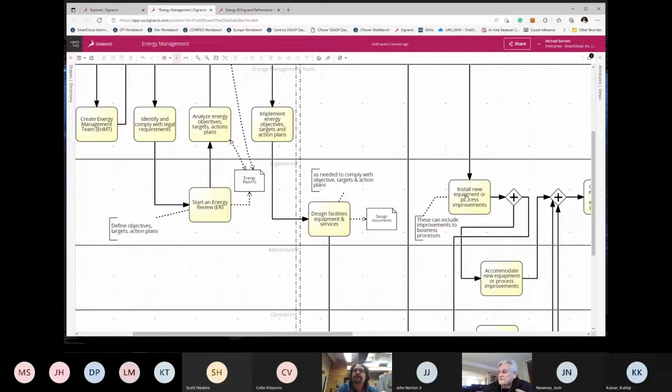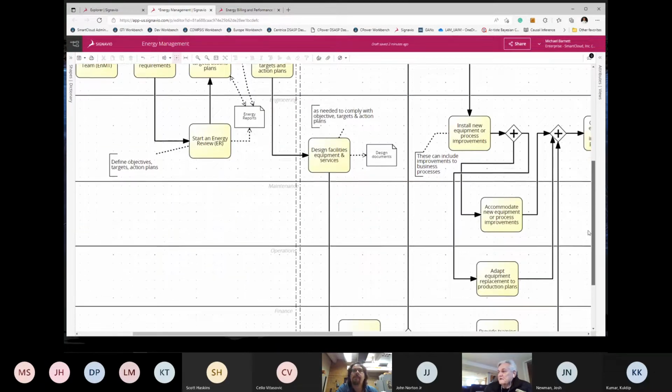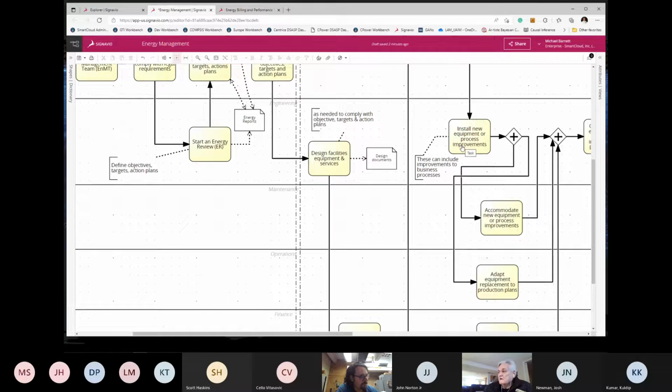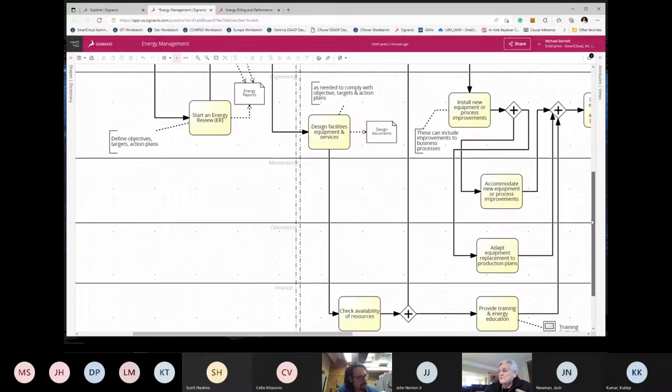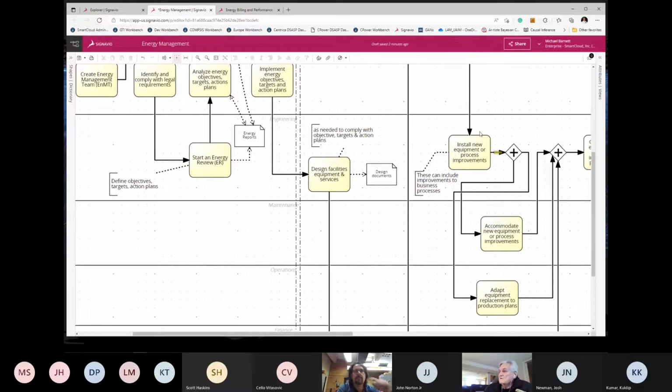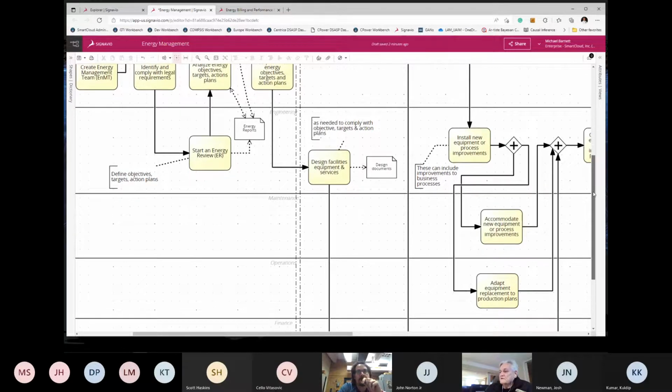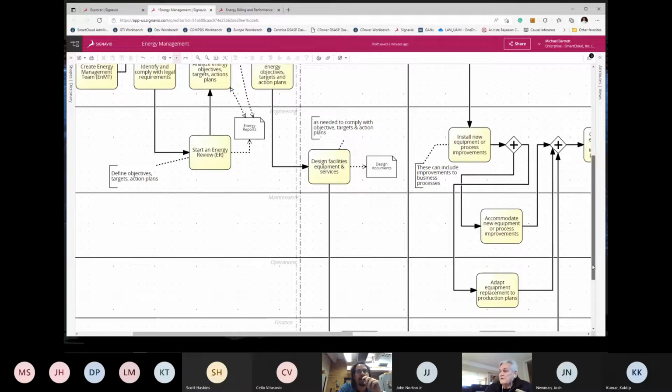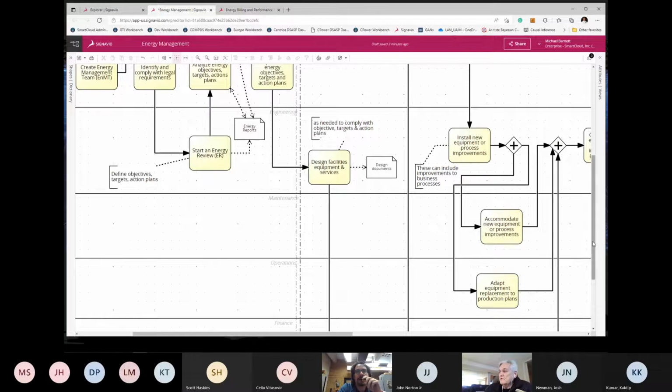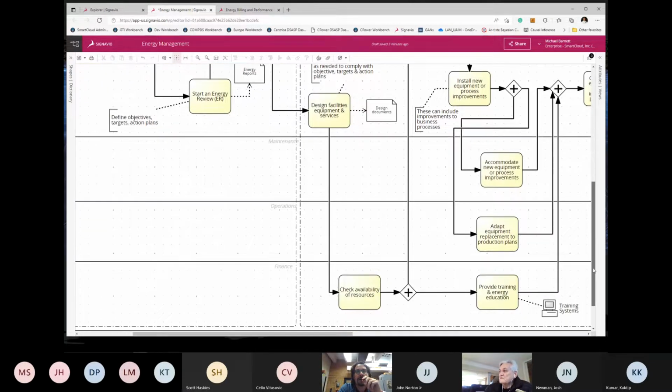Engineering, which does the installation of improvements, either the capital improvements or some new accommodation for the existing equipment if it's just a process improvement. Scott mentioned yesterday, which I think is a good point, that these improvements could be business process improvements, not just operational process improvements. So there could be a lot of different tasks that are rolled into whatever this strategy may be, and the designs that get created could include business processes.